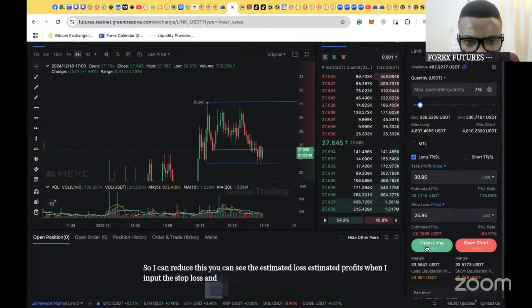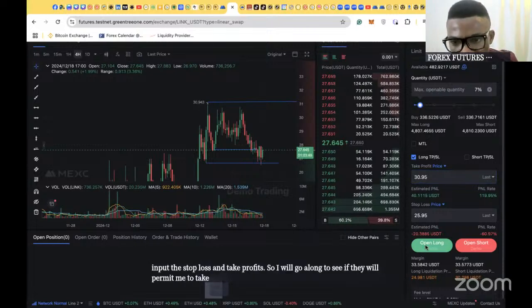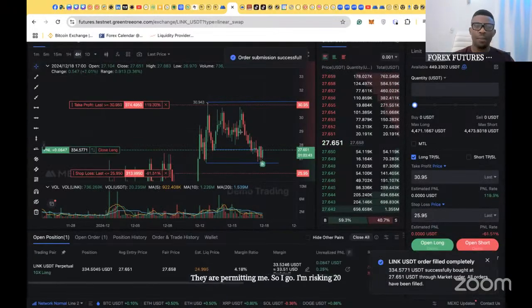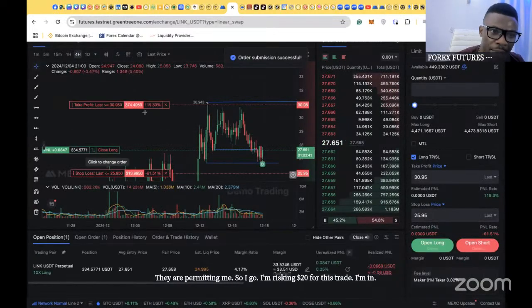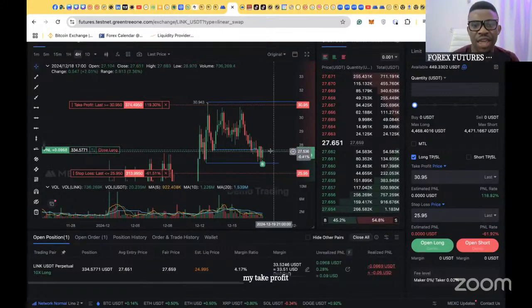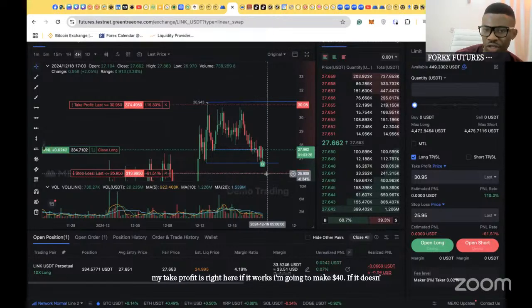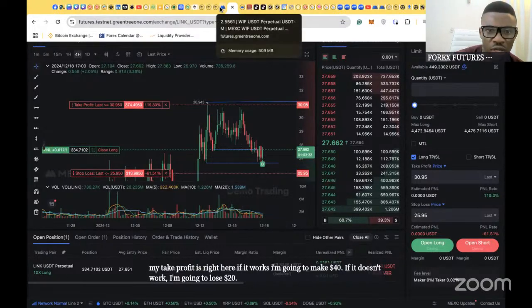So I will go long to see if they will permit me to take this trade like this. They are permitting me. So I go. I'm risking $20 for this trade. I'm in. My stop loss is right here. My take profit is right here. If it works, I'm going to make $40. If it doesn't work, I'm going to lose $20. That is that. Let me go to the second account.